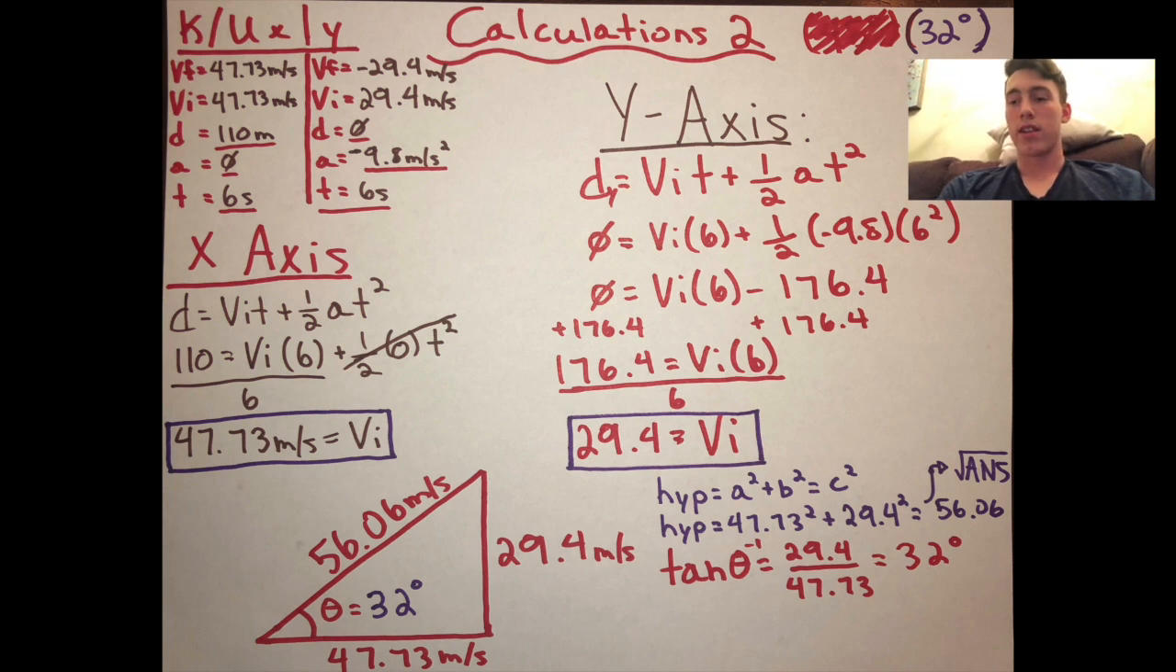To find that, we did some simple Pythagorean theorem, and we went 47.73 squared plus 29.4 squared equals 56.06. Then again, we square rooted the answer from the squared A and B, which equaled 56.06.